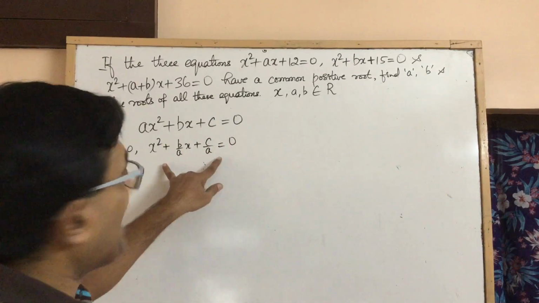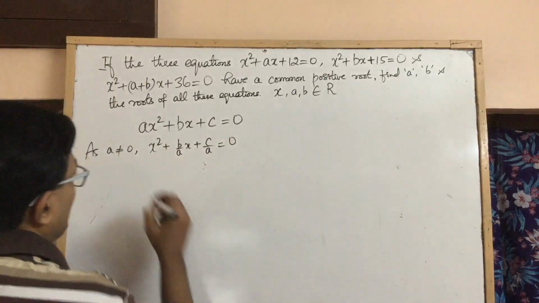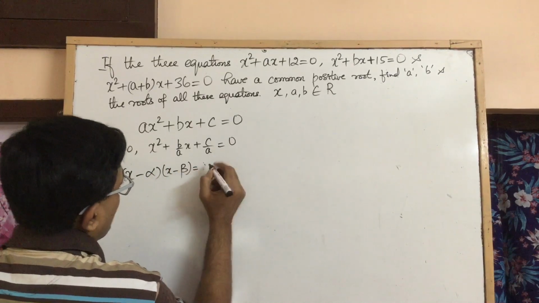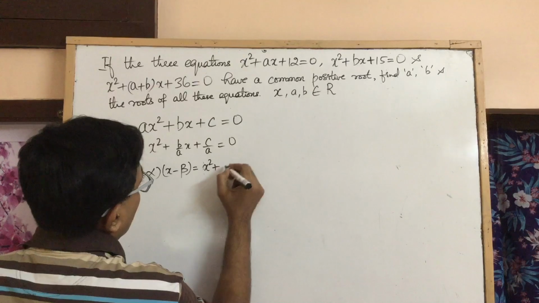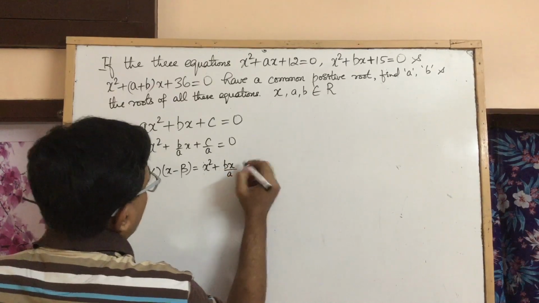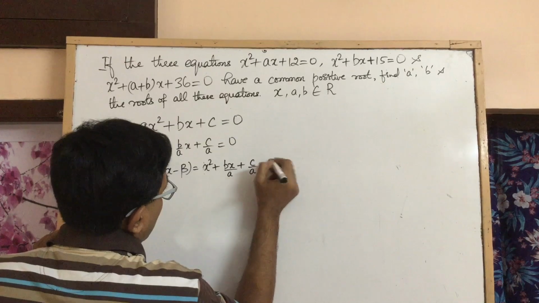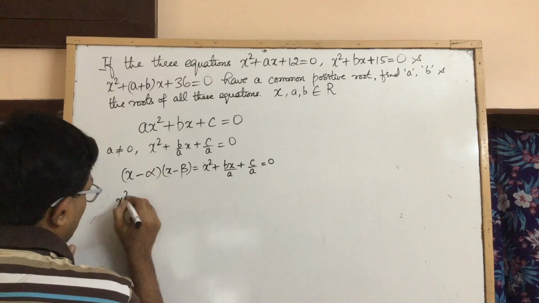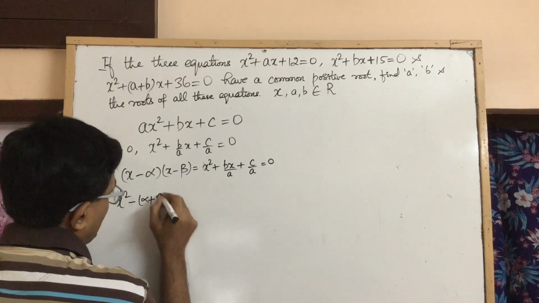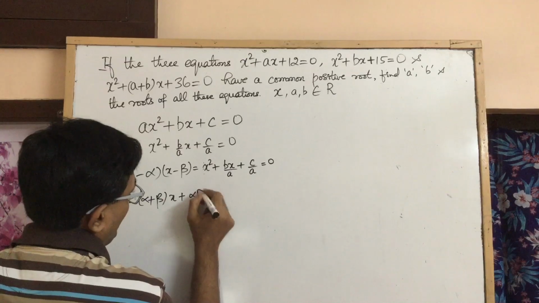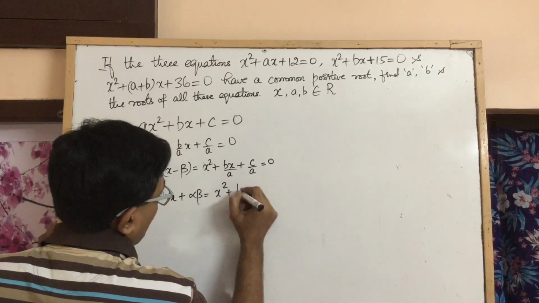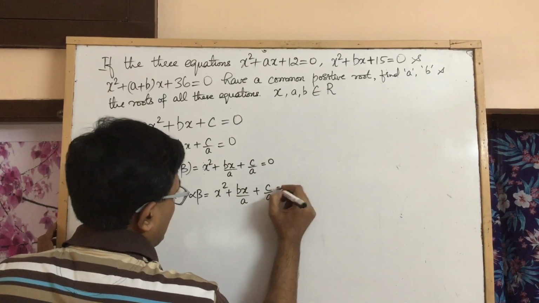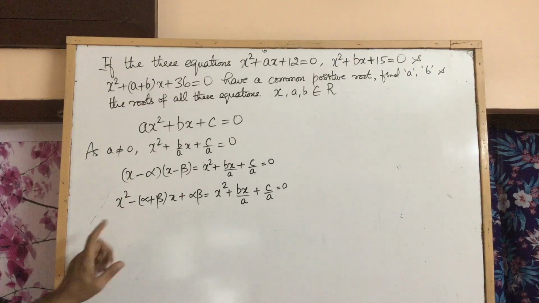Now let's say alpha and beta are the roots of this equation. Then we could rewrite this as x minus alpha times x minus beta is equal to x squared plus b by a times x plus c by a, which is equal to 0. Now we expand this out and then compare the relevant terms. x squared minus (alpha plus beta) times x plus alpha beta is equal to x squared plus bx by a plus c by a. This is equal to 0. Now we compare term by term.